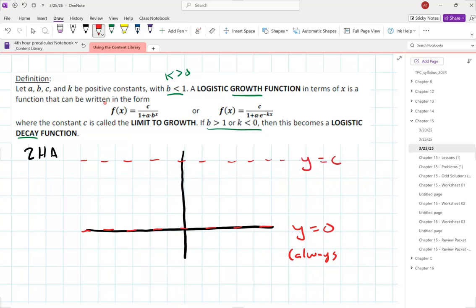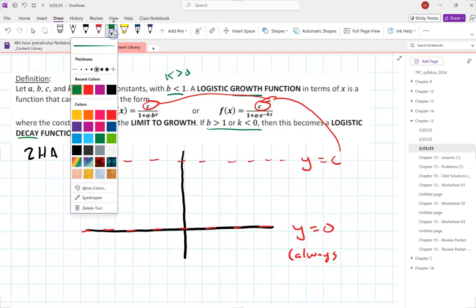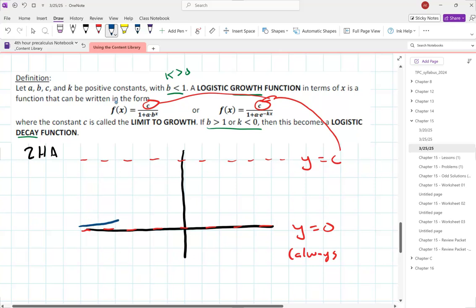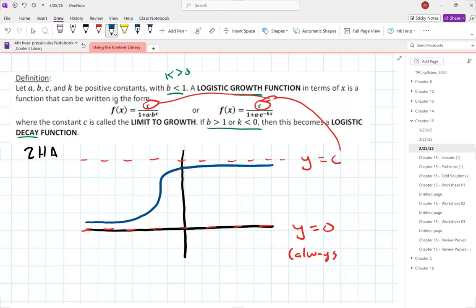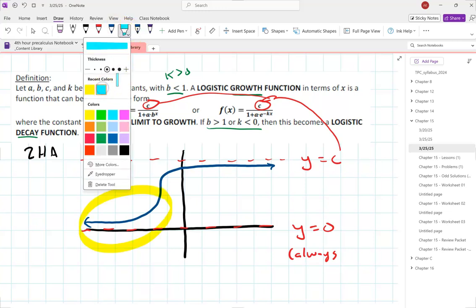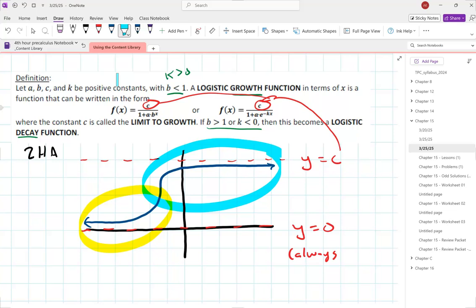It's just going to be y equals C, where the C we're talking about is the numerator there. And then depending on if you're talking about growth or decay, you're going to get this S-shaped curve. Or it kind of looks like a stretched out S. That's an example of logistic growth. But you see here where it's growing really fast in the beginning and then slowing down towards the end.